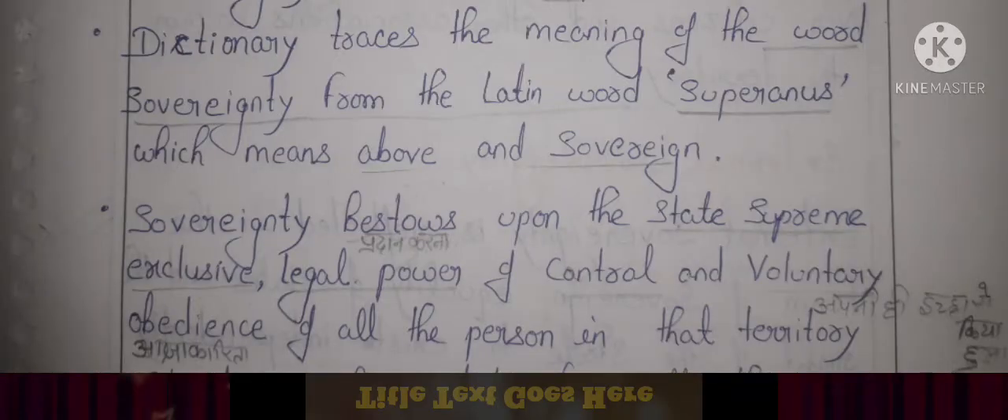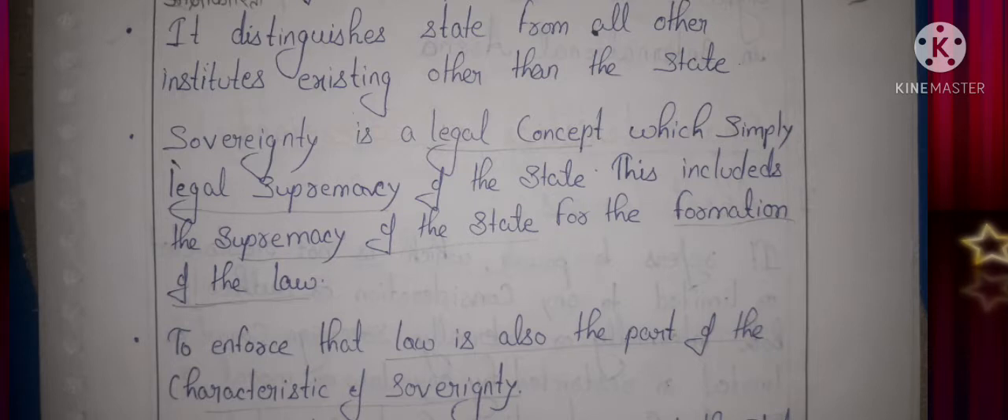The dictionary traces the meaning of the word sovereignty from the Latin word superanus, which means above, and sovereign. Sovereignty bestows, यानी प्रदान करता है, upon the state supreme, exclusive legal power of control and voluntary obedience of all the persons in that territory. It distinguishes the state from all the other institutions existing other than the state.